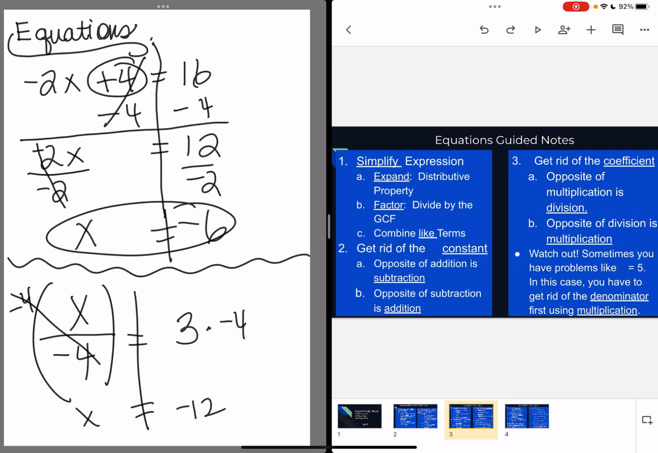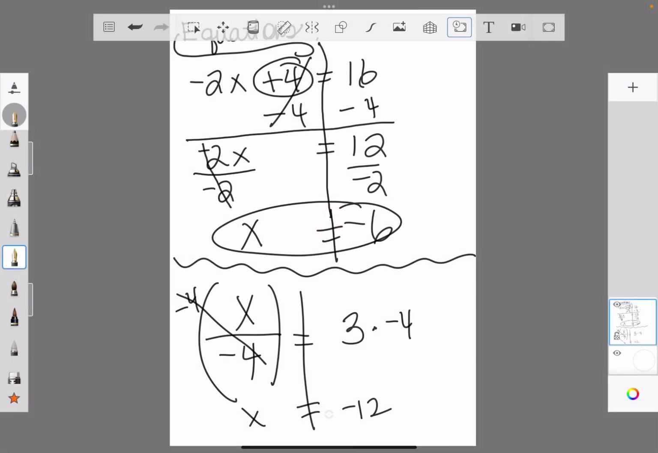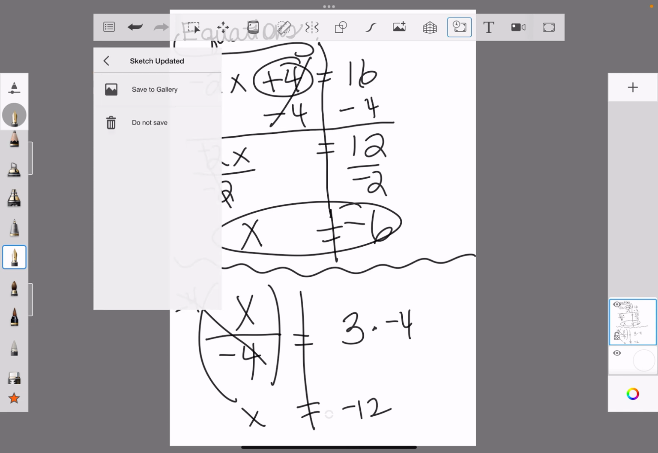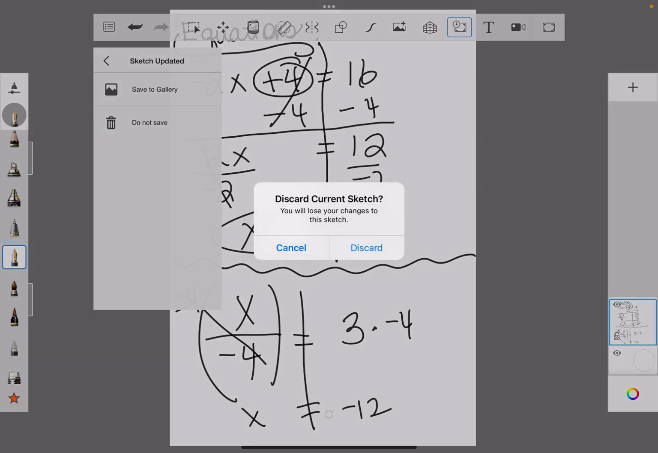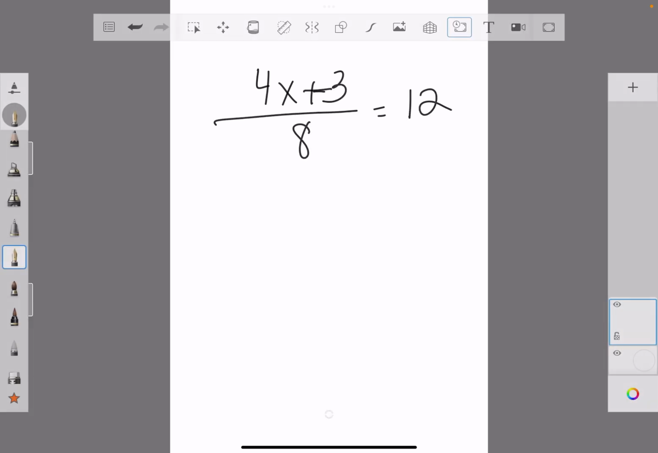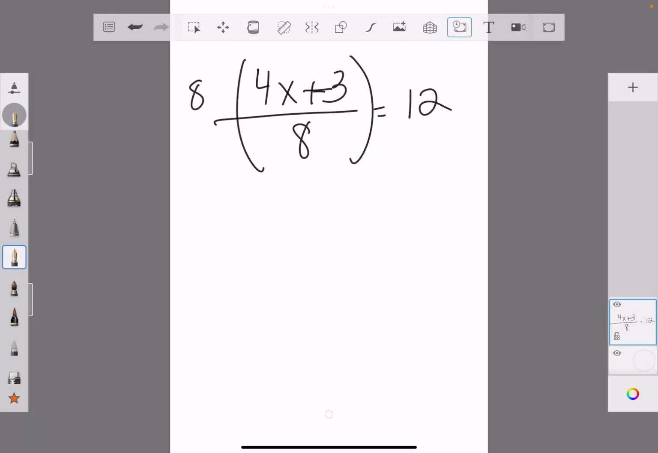And then sometimes you have a weird one. Let me show you. You've got it in your notes, but I wanted you to see it. Sometimes you may have a weird problem that looks like this. 4x plus 3 over 8 equals 12. In this particular case, you would have to get rid of this divided by 8 first, or that fraction. So we say get rid of the denominator by using multiplication. So you would times by 8.